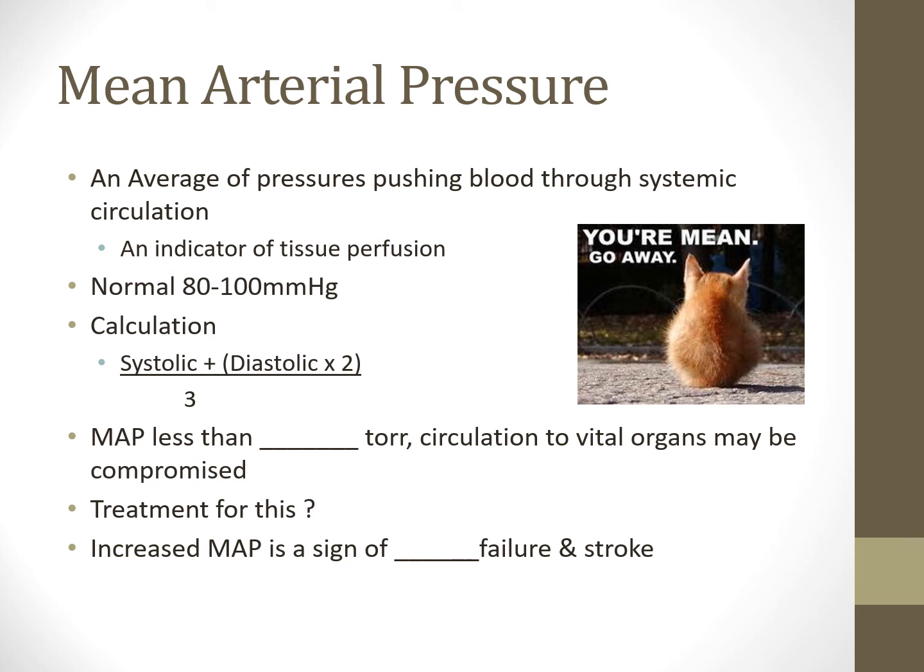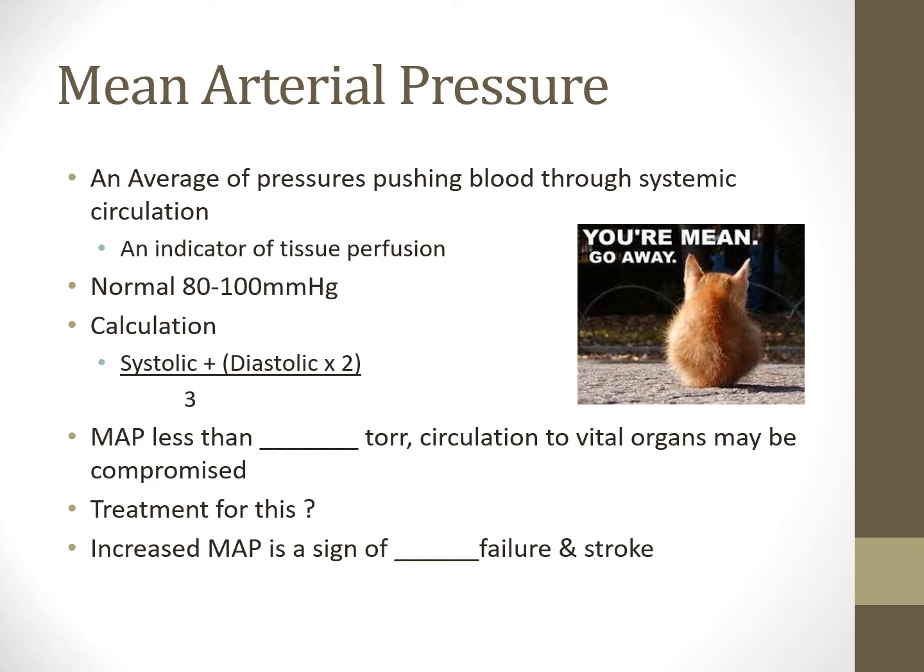It's still going to be in millimeters of mercury. So with a mean arterial pressure less than 60 torr, circulation to vital organs may be compromised. Treatment for this could be fluids, vasopressors, you name it. We have to look for blood if they're losing blood somehow. An increased mean arterial pressure can actually be a sign of heart failure and or stroke. Because you spend twice as long in diastole, that means your heart's not squeezing as much, and you're having more and more pressure build up during diastole. So it's a sign the heart is not squeezing well.